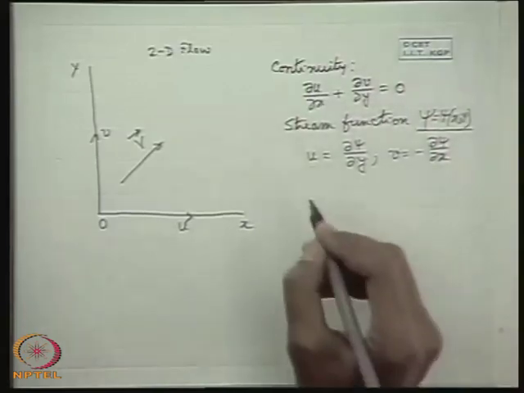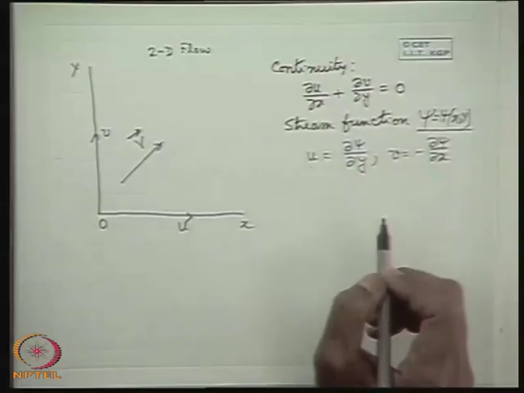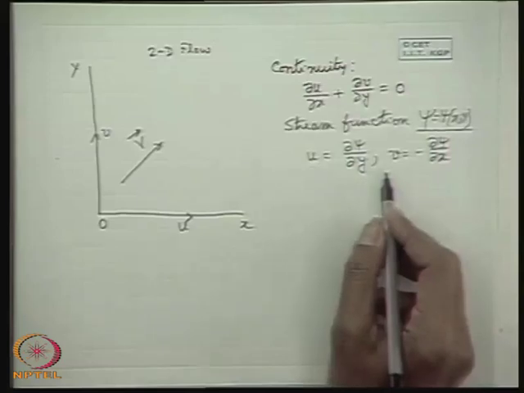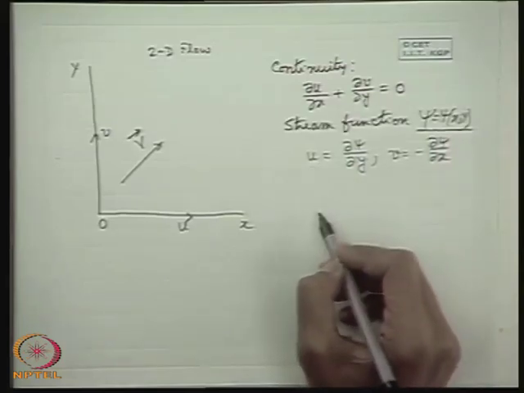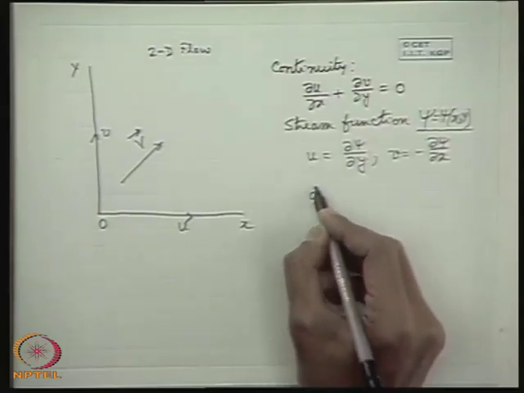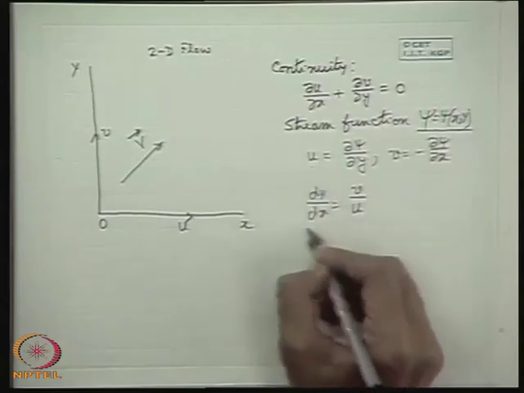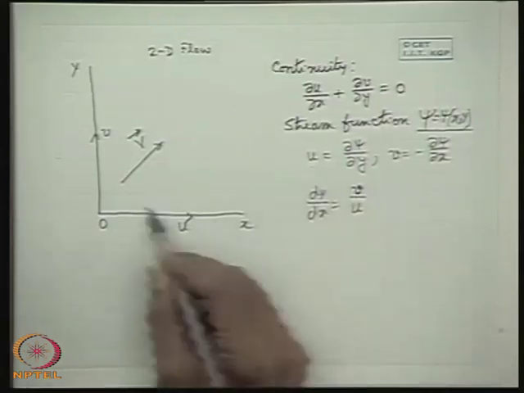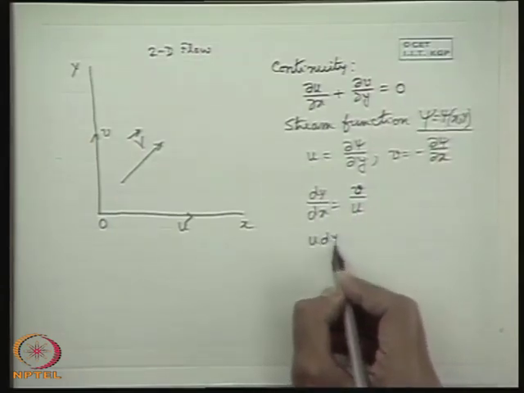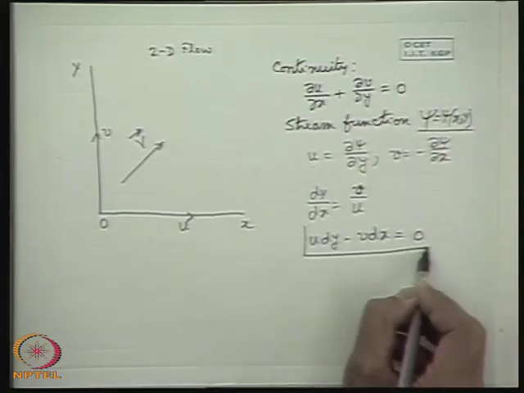Now we know that for a streamline, the stream function psi remains constant along the line. Now if we recall the definition of a streamline, we know that the tangent to it at any point represents the velocity vector, and the equation of a streamline is that dy dx in a two-dimensional frame is equal to v by u, because the slope of this streamline gives the direction of the velocity vector. So for a two-dimensional case it is like this, which gives u dy minus v dx is equal to 0. This is nothing but the equation of a streamline.